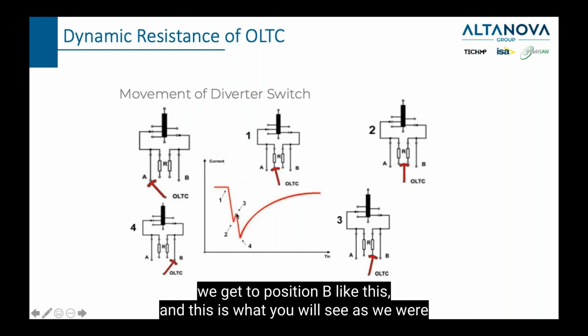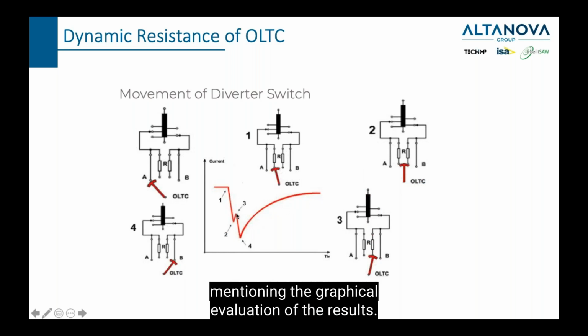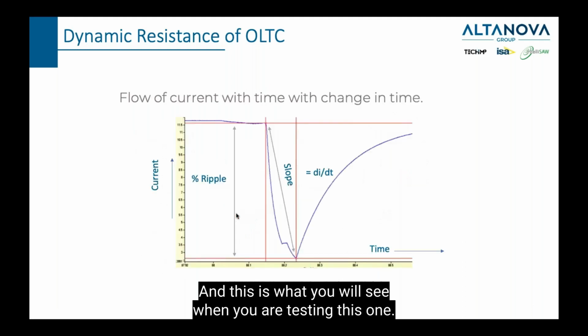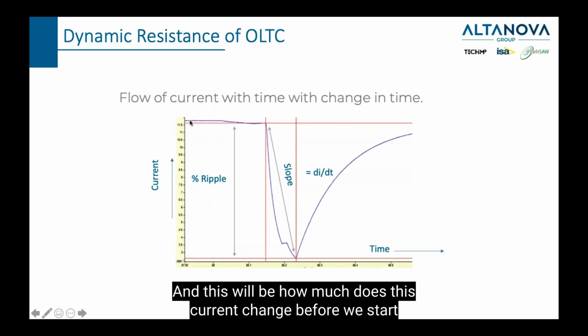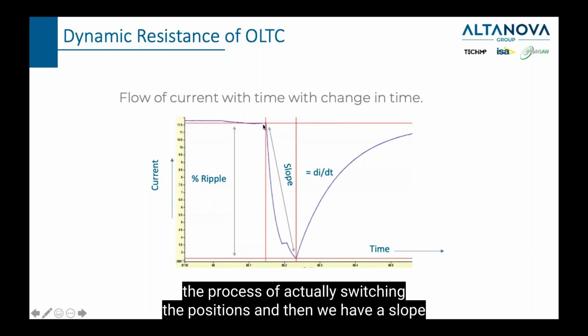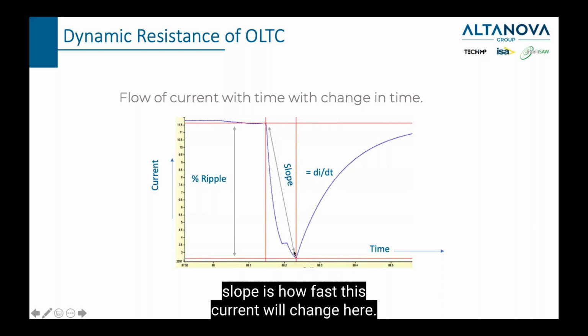And this is what you will see as we were mentioning the graphical evaluation of the results. And this is what you will see when you are testing. We would define two parameters. One will be called the ripple, and this will be how much this current changes before you start the process of actually switching the positions. And then we have a slope. Slope is how fast this current will change.